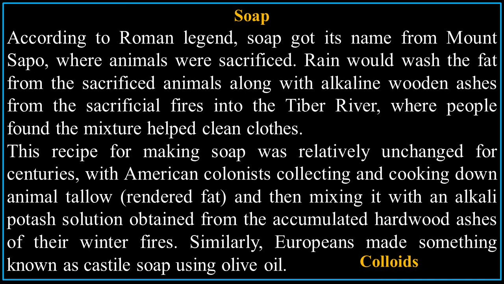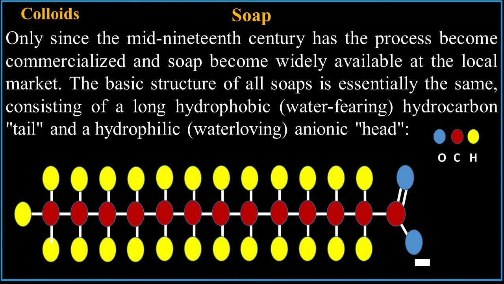This recipe for making soap was relatively unchanged for centuries, with American colonists collecting and cooking down animal tallow, which is rendered fat, and then mixing it with an alkali potash solution obtained from the accumulated hardwood ashes of their winter fires. Similarly, Europeans made something known as castile soap using olive oil. Only since the mid 19th century has the process become commercialized and soap become widely available at the local market.